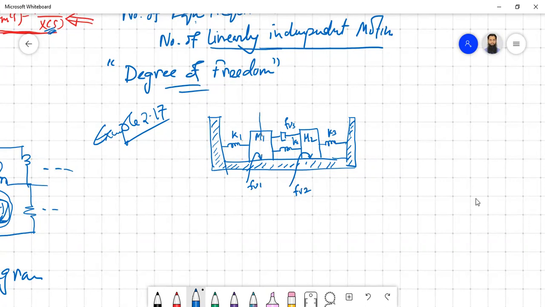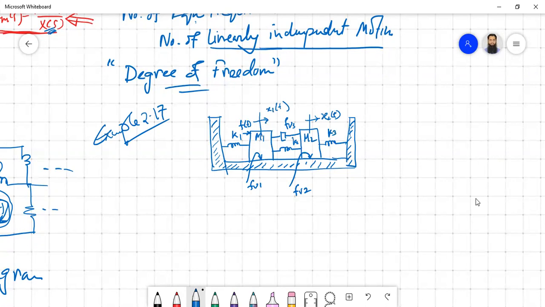Now both of the masses can move. Say this movement here is x1(t) and the movement of this one is x2(t). And they are saying that a force has been applied here. So this is your F(t). Okay, so this is the scenario.